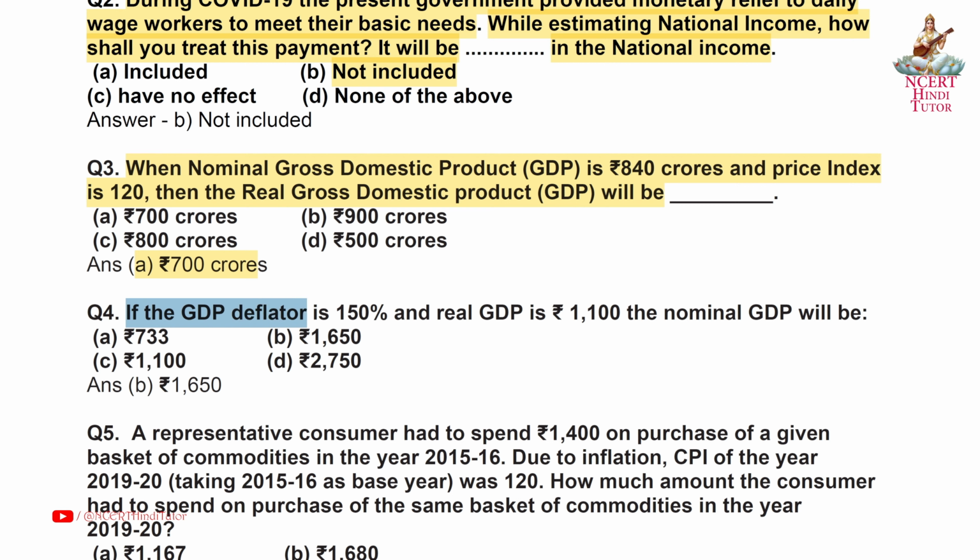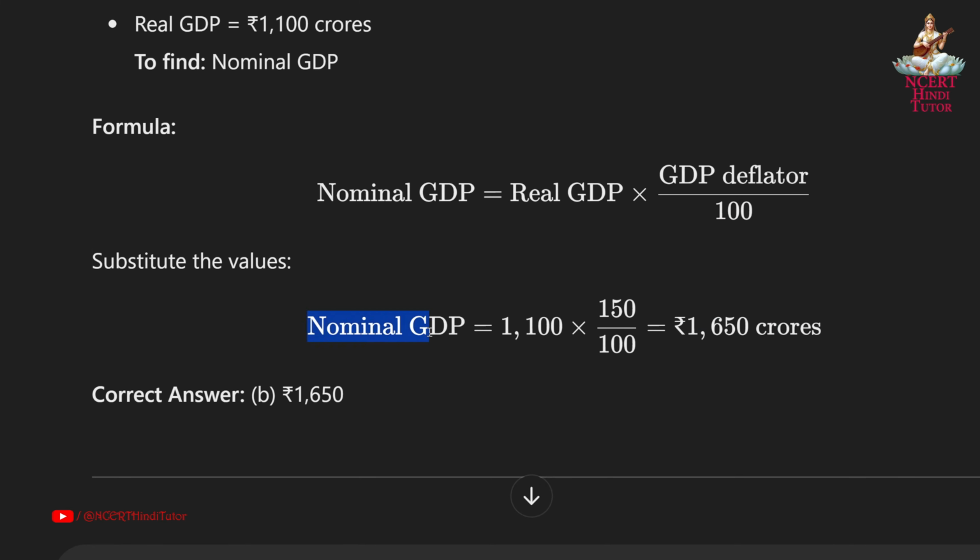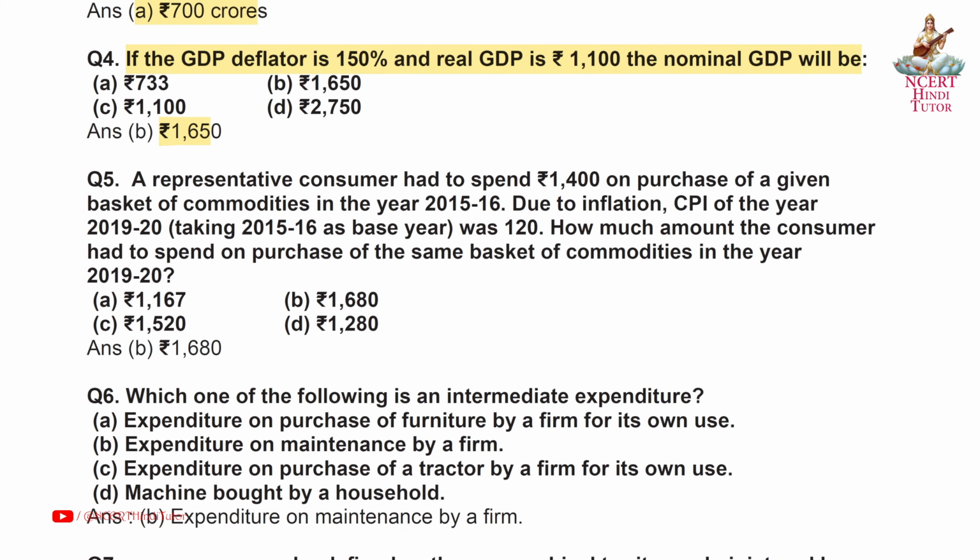Question 4. If the GDP deflator is 150% and real GDP is 1100 rupees, the nominal GDP will be. Answer. Given GDP deflator 150%, real GDP is equal to 1100 rupees. So the formula is: nominal GDP is equal to real GDP multiplied by GDP deflator divided by 100. Substituting these values, nominal GDP is equal to 1100 multiplied by 150 divided by 100, which is equal to 1650 rupees.